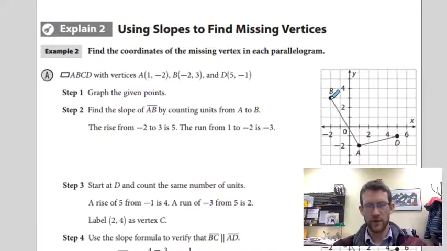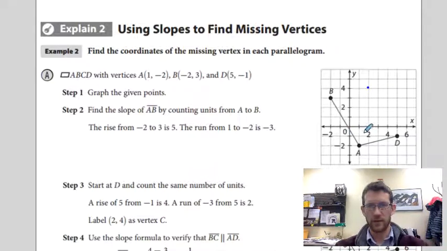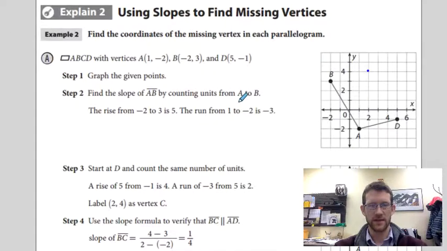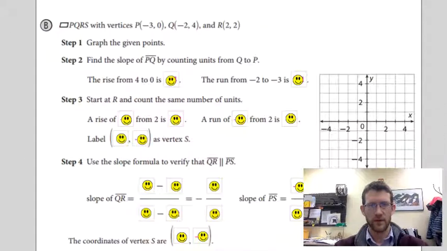Once we are in the coordinate plane, the easiest way to do this is to graph the points. We know that AD has a slope of 1/4, so we can go up 1, 2, 3, 4, put a point, and that's where point D is. So we can just say it's at 2, 4. That's probably the easiest way to do it. Okay, so we'll try this one.